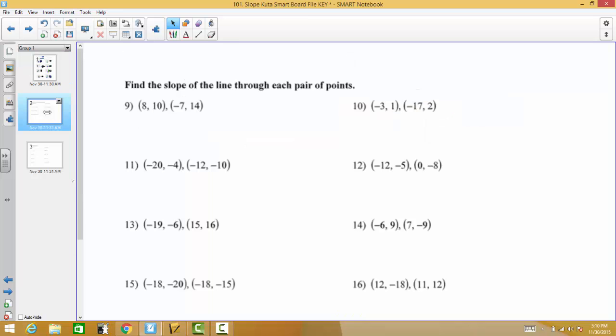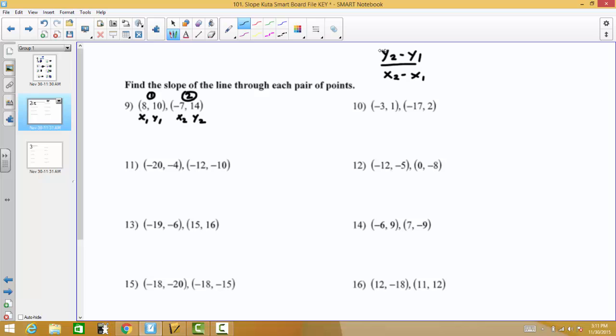Now we're going to do the method of y2 minus y1 over x2 minus x1. So this is the first point given. So this is like your x1, y1. This is the second point given. This is like your x2, y2. So I'm just going to write the points like this. Negative 7, 14. And then 8, 10.